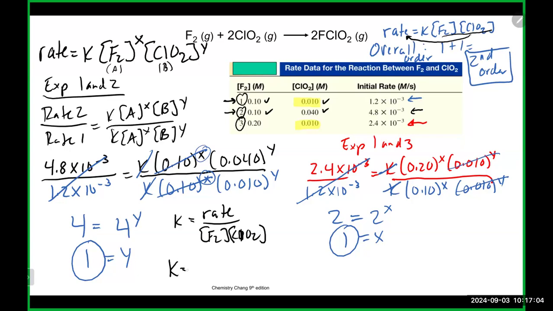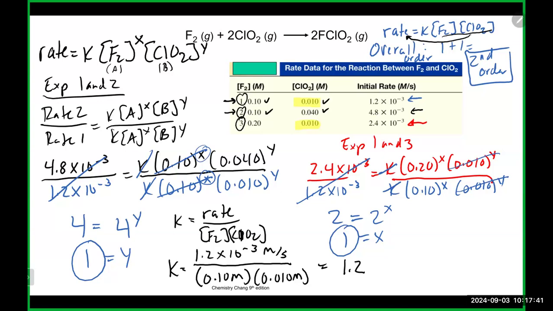That means that my k will equal 1.2 times 10 to the minus 3 molar per second, divided by F2's concentration, 0.1 molar, and 0.01 molar in this case. And if I do that, making sure you use your exponent button, 1.2 E minus 3 divided by 0.1 divided by 0.01, that's going to give me a rate constant of 1.2.